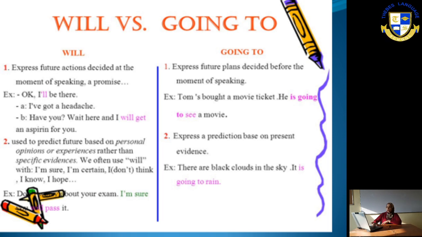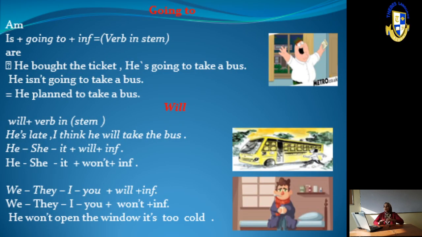Let's go to the other slide that we have. We have going to and will and the formation of both of them, and how we're going to form each one of them. We have am, is, and are plus going to, and as we said, it should be followed by a verb in stem. So let's see this example that we have here. He bought the tickets. He is going to take a bus. And he is not going to take a bus. Why? Because he didn't buy any tickets. This equals that he planned to take the bus.